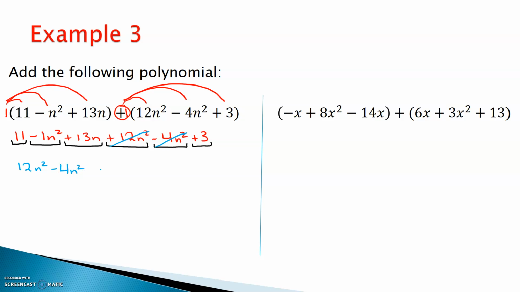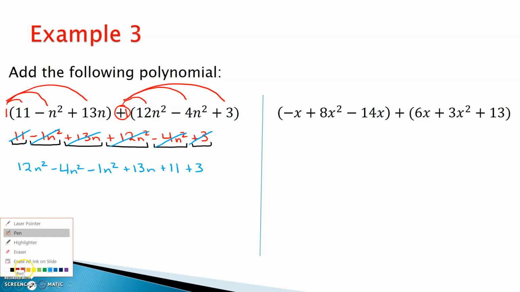Is there another n squared? Yep, there is. Negative 1n squared. Is there another n squared? Nope. I'm going to go up with positive 13n. And then lastly, we have 11. That's a positive 11. So don't just put 11, put positive 11. And lastly, positive 3. Okay.